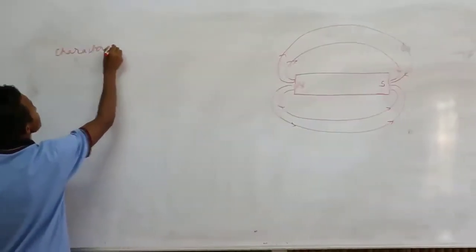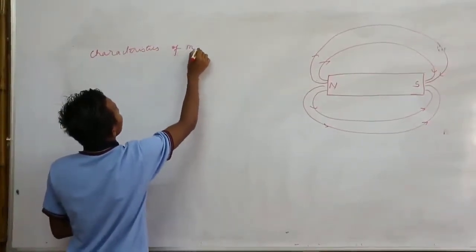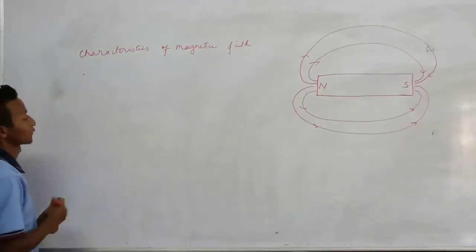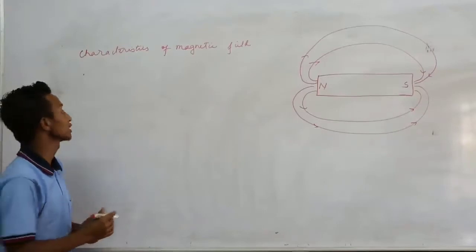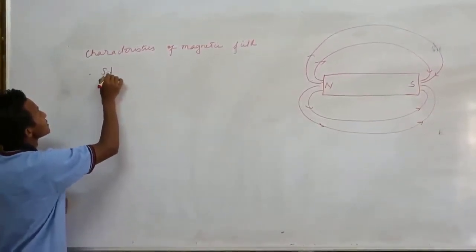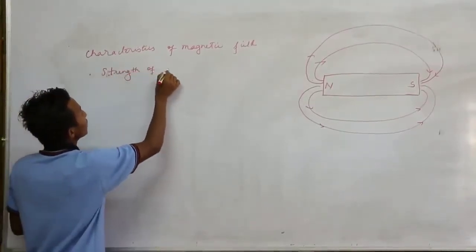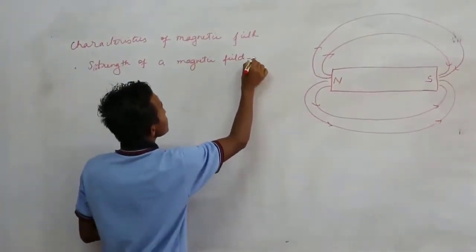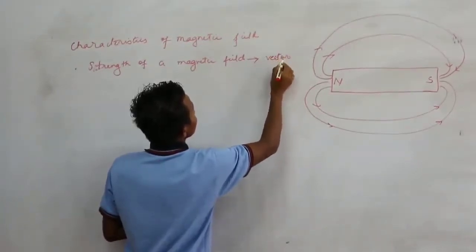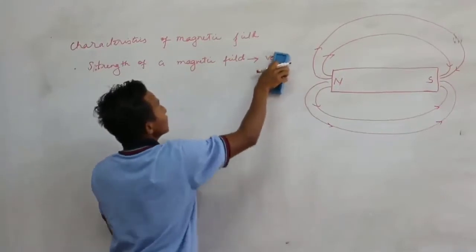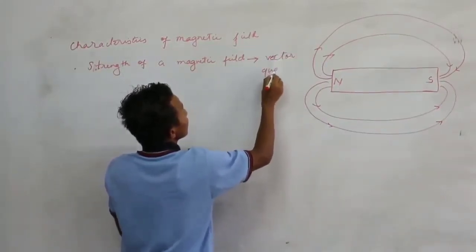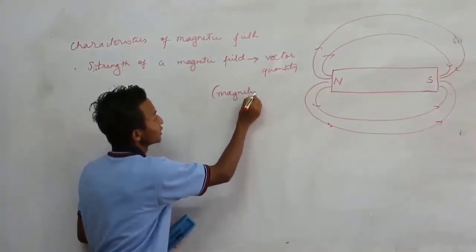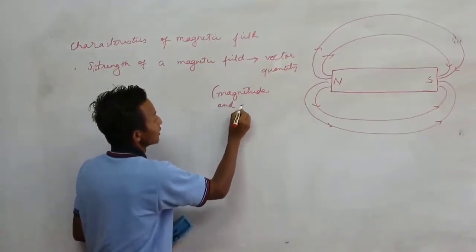Characteristics of a magnetic field. Point number one. The strength of a magnetic field is a vector quantity. So it has a magnitude as well as direction.